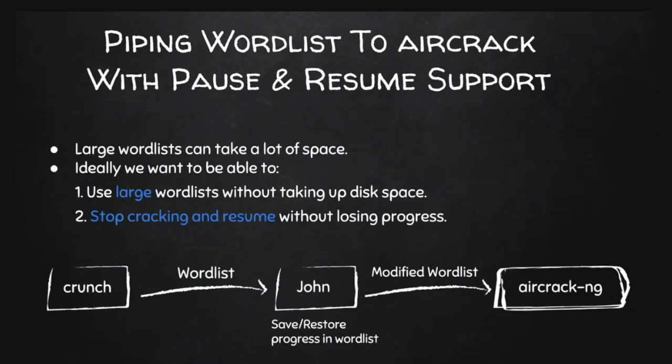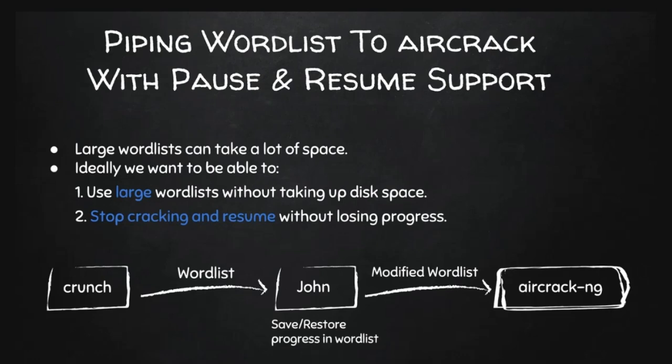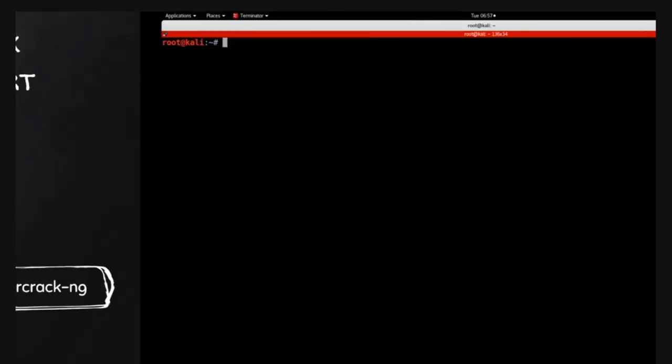Then, since John knows where we stopped, we're going to start from there, and it's going to modify our word list. So it's going to take out, for example, the first 10,000 words that we tried already. So we're going to have a modified word list, and that's the one that we're going to be piping or passing to aircrack-ng, which will do the cracking, which will do all of the heavy work if you want to think of it that way. So right now we're going to be combining what we learned so far, and let me show you how to do it. It'll become much more clear when we do it.